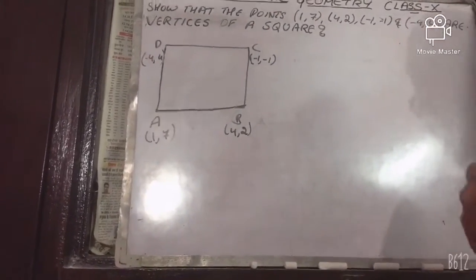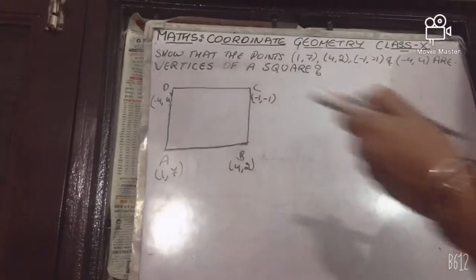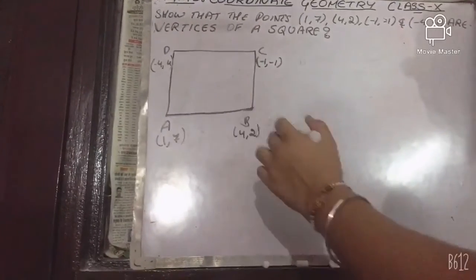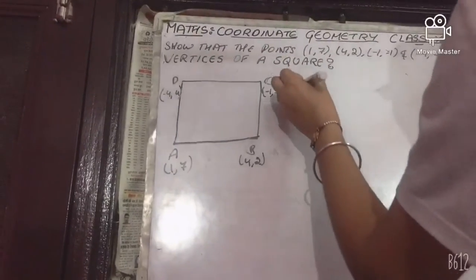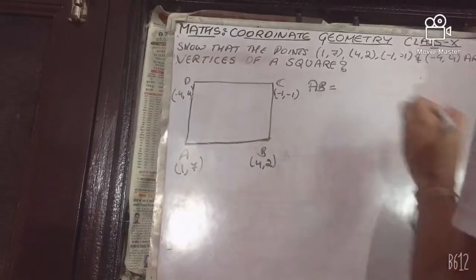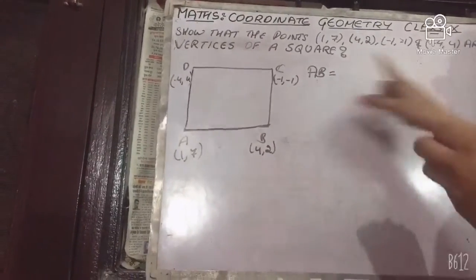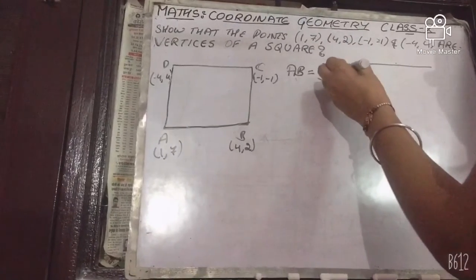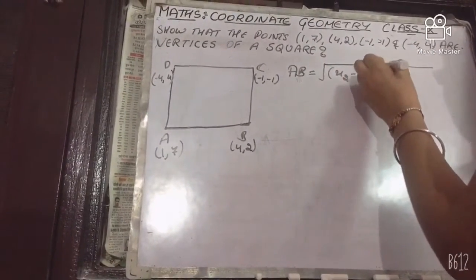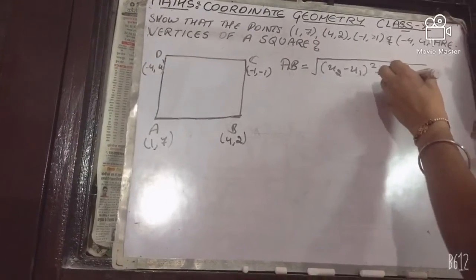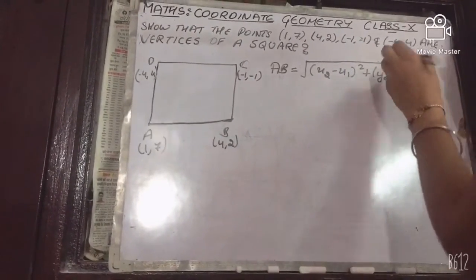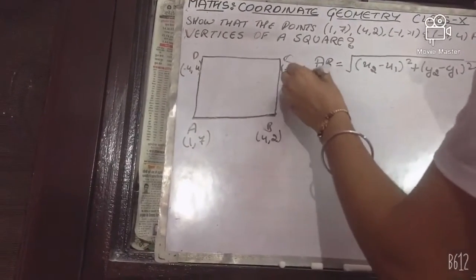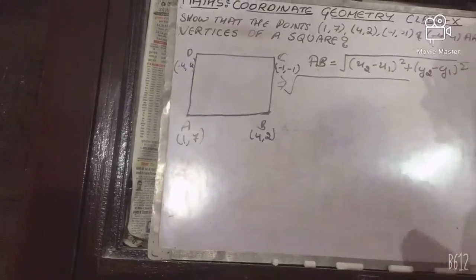So first of all, to show that, I am taking side AB, and on paper you have to draw this diagram also to present it nicely. Okay, so then it is AB. So what was the distance formula? We have to find the distance here. So that's why we will apply the distance formula here. This is the distance formula that I have told you earlier. So you have to learn this formula. Without learning you can't do anything.